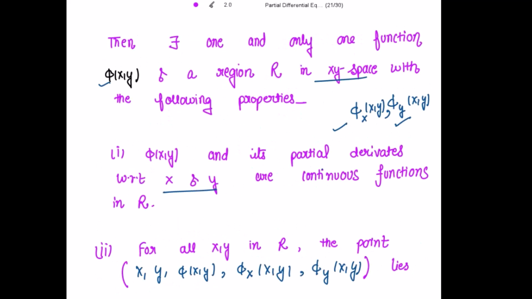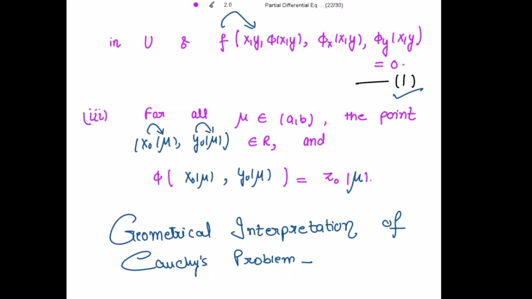First, phi xy and its partial derivatives are continuous functions in R. Second, for all xy in R, this point lies in U and the function is 0. And third property, for all mu belonging to the open interval AB, the point x naught, y naught belongs to R and phi of this point is equal to z naught. So you have to state these three properties. And in the next content, we are going to solve the example based on the Cauchy's problem.